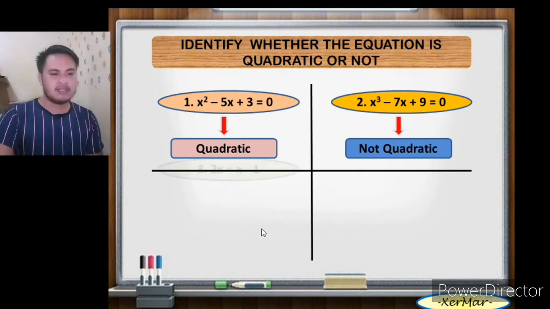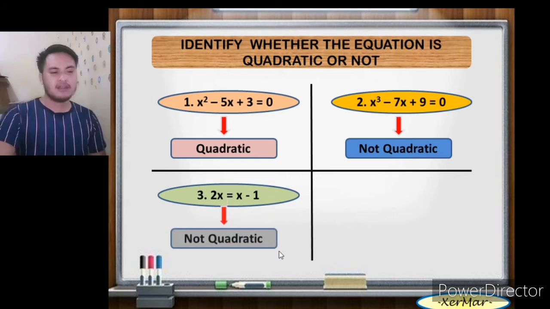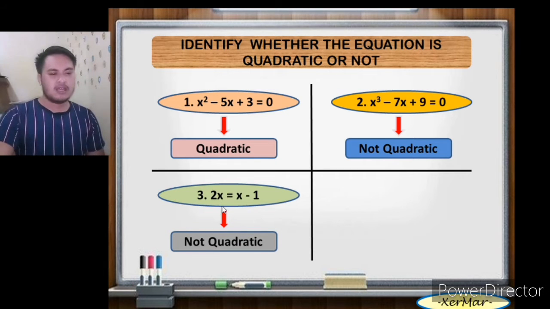Okay, so next, number 3, we have 2x equals x minus 1. Okay, so quadratic or not? The answer is not quadratic. So number 3 is a linear equation. Okay, the highest exponent is an invisible 1.